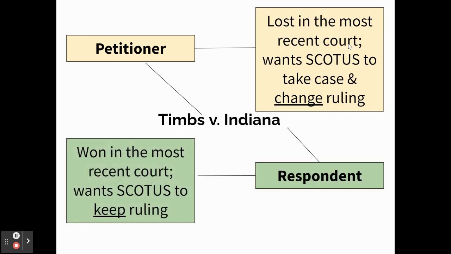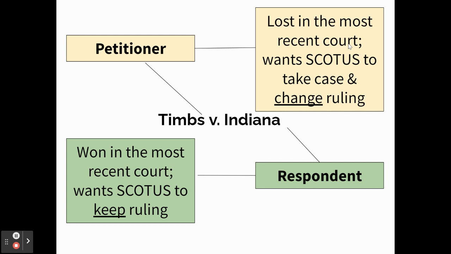Where you are in relation to the V in your Supreme Court case determines if you are a petitioner or a respondent. The petitioner is always to the left of the V, and the respondent is always to the right of the V. A petitioner is the side in the dispute that lost in the most recent court to hear the case, and they are petitioning the Supreme Court to accept the case on appeal so that the Supreme Court can undo the most recent court's ruling.